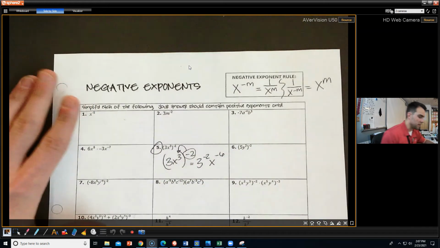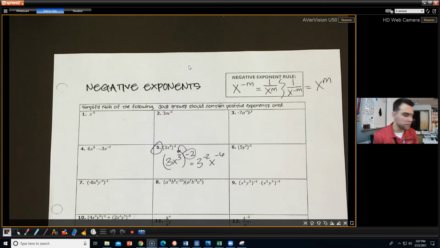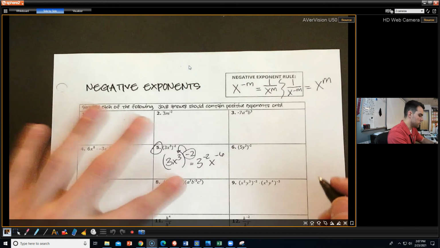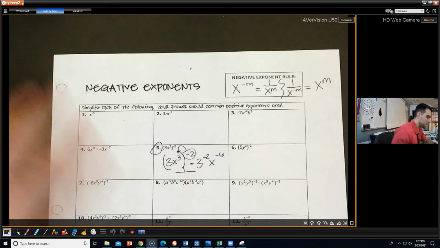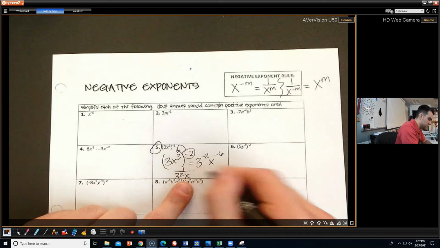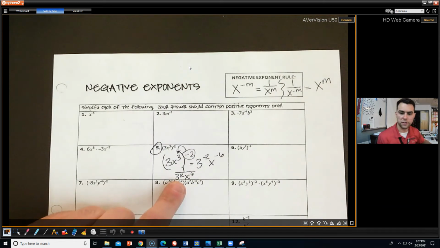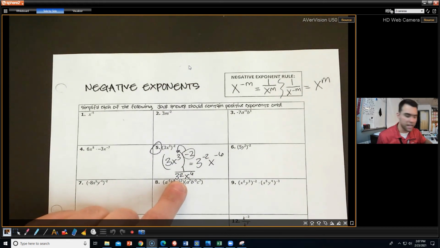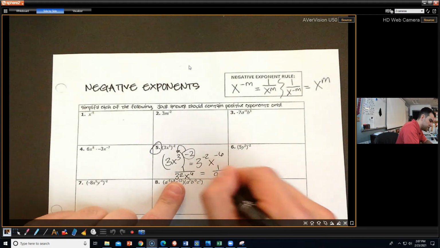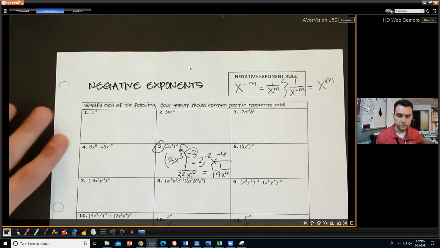Again, if I would like to make them positive, I need to move them from the numerator to the denominator. So this will be 1 over 3 to the 2nd power, and then x to the 6th power. And we know what 3 to the 2nd power is. 3 times 3 is 9, so this answer is 1 over 9x to the 6th, and that guy is complete.